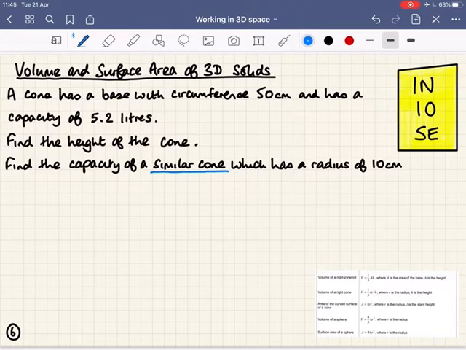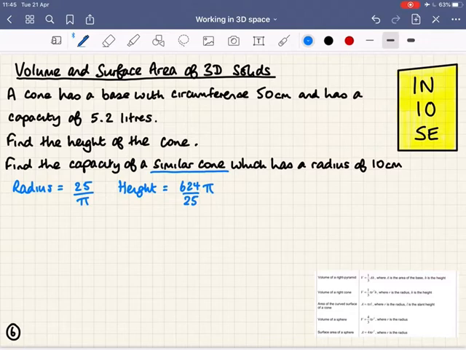So the first thing we need to know is what's the relationship between the height and the radius. And then we can apply that same scale factor. Well, in the first question, we worked out that the radius was equal to 25 over pi, if you remember. And our height in that first question was equal to 624 over 25 pi. Notice I'm leaving everything in terms of pi so that I get more exact measurements.